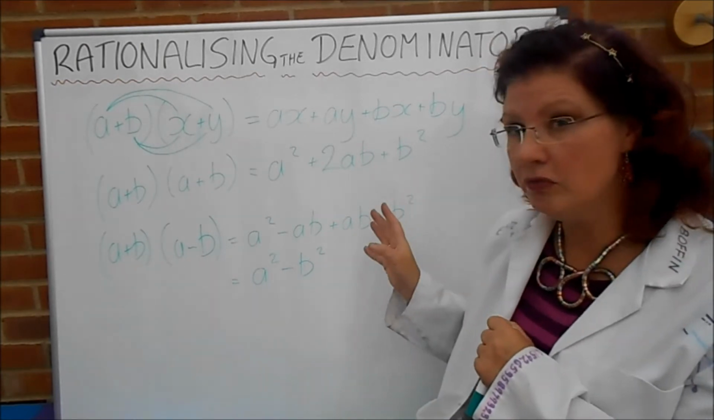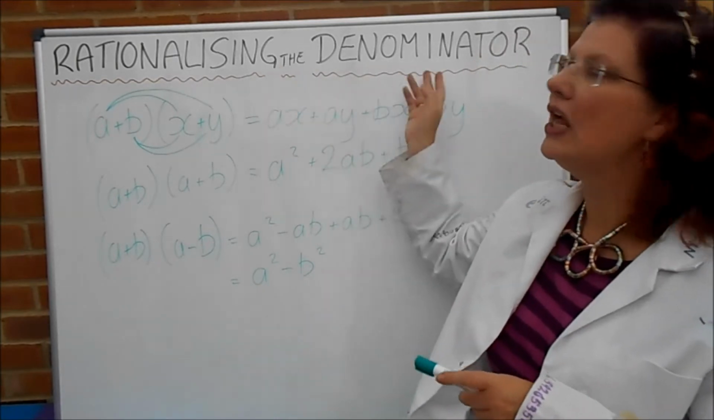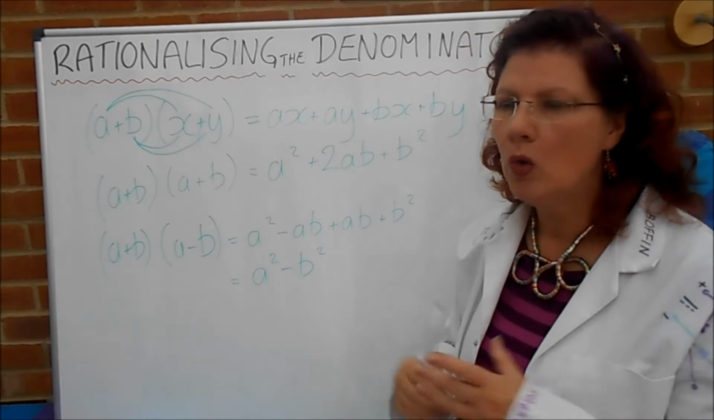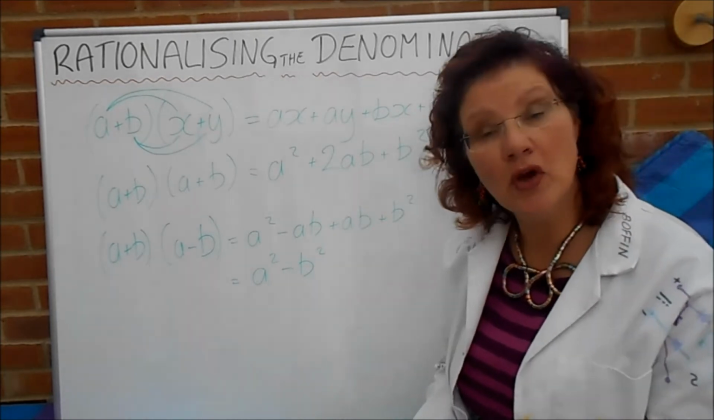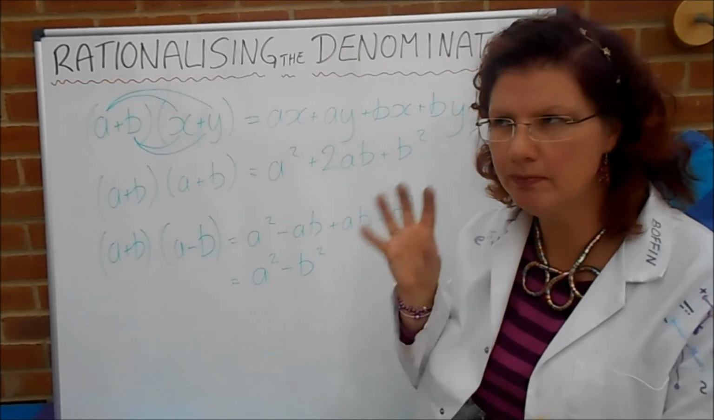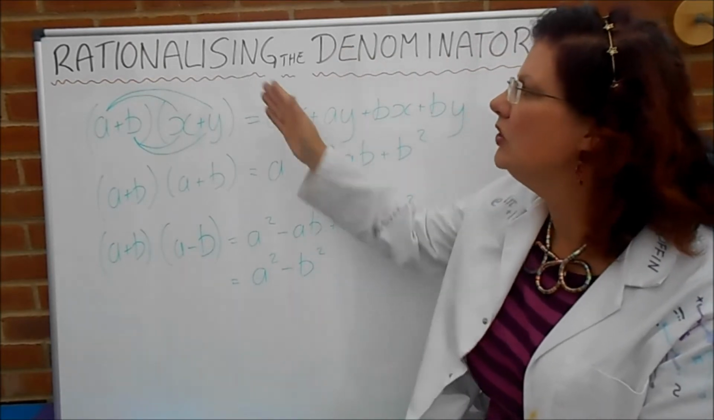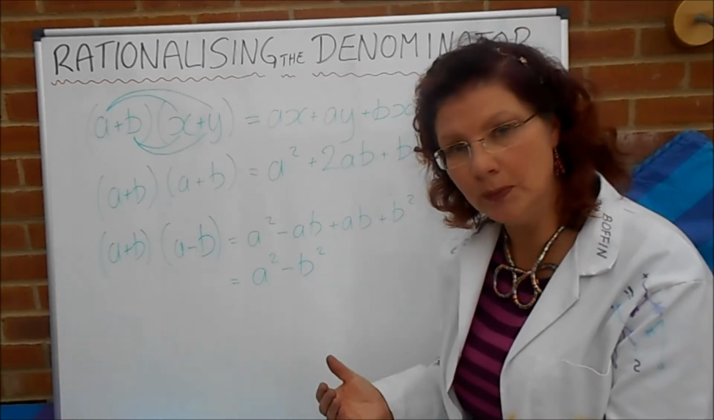Okay, so that's just the recap. We're going to be using that to what's called rationalise the denominator. What on earth does that mean? Well, a denominator, that's part of a fraction. You know, the numerator at the top, the denominator at the bottom. So it's talking about the bottom number of a fraction. And to rationalise means to make rational.